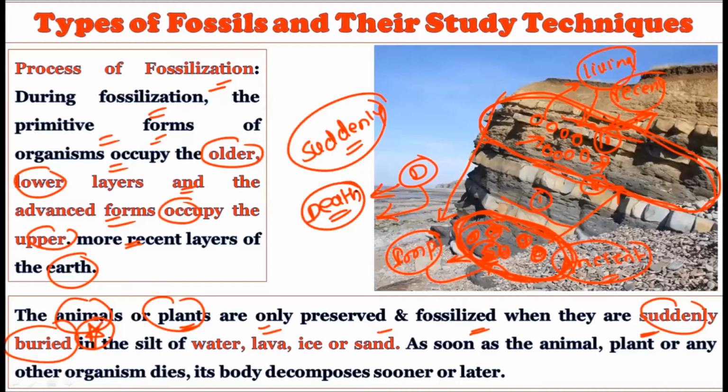It should get suddenly buried inside the mother earth, in the silt of water, or say lava, or say ice, or say sand. Then and only then it will get preserved, and we will find it later in the form of a fossil record. So whatever fossil record we are finding today, these all got suddenly buried inside the mother earth, and that is why they got preserved.